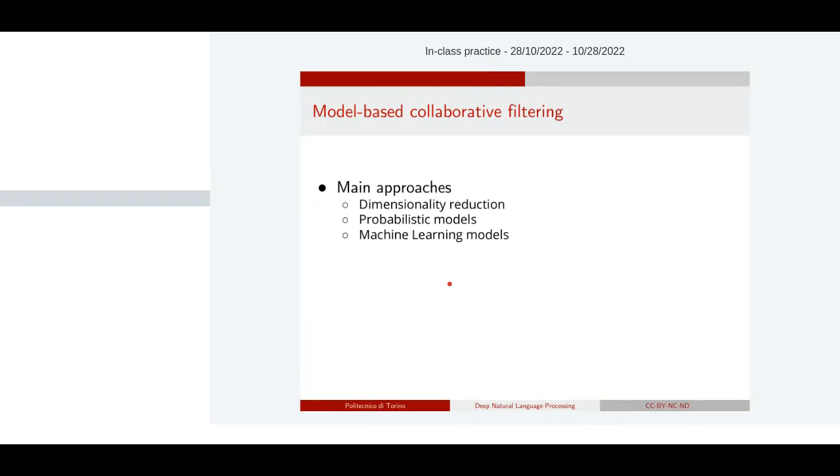In order to estimate the missing values in the utility matrix, you can apply many different approaches. In the scientific literature, you find plenty of different strategies, ranging from traditional dimensionality reduction systems to probability models and machine learning techniques. So there's almost everything. The point is that you want to estimate with a good level of accuracy the values that are missing in the utility matrix.